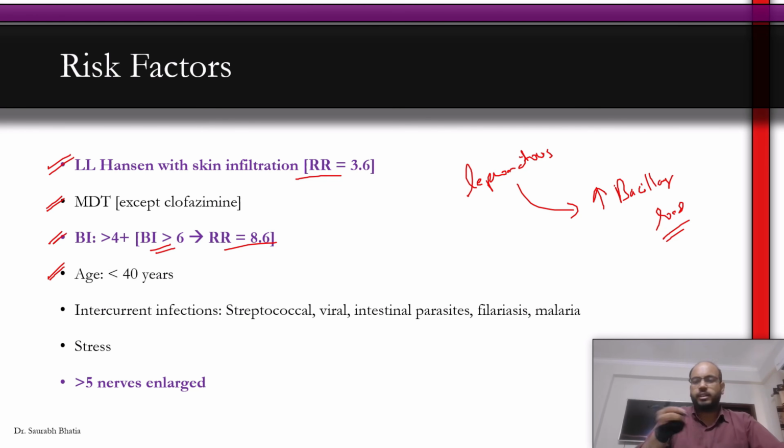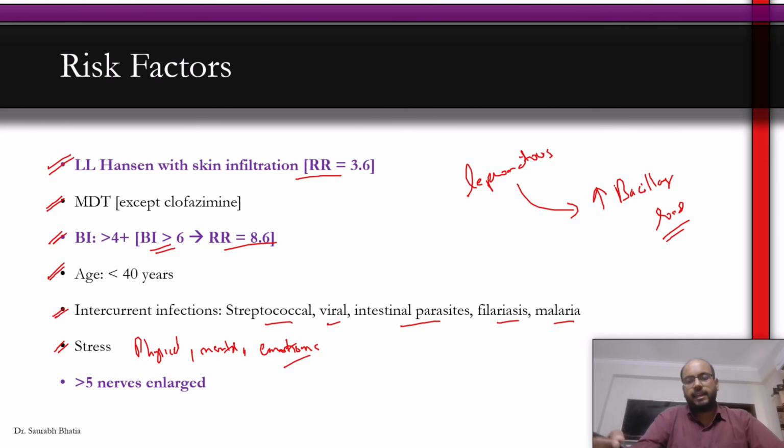Now, age over 40 years has been implicated. Intercurrent infections: streptococcal, viral, intestinal parasites, filariasis, malaria, any sort of infection that can pose any kind of stress on the body can act as a trigger for developing ENL. So any kind of short-lived illness can trigger. In fact, a normal viral fever can easily trigger ENL. Any kind of stress, whether physical, mental, psychological or emotional, can act as a trigger for developing ENL in a patient who has LL Hansen's.